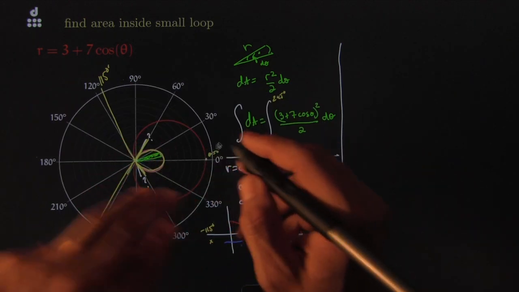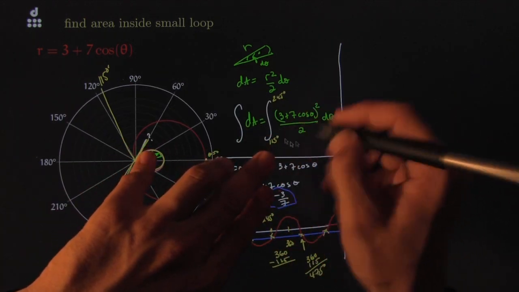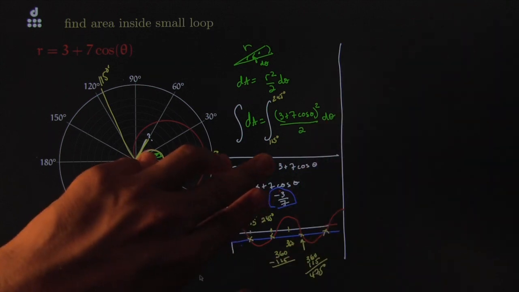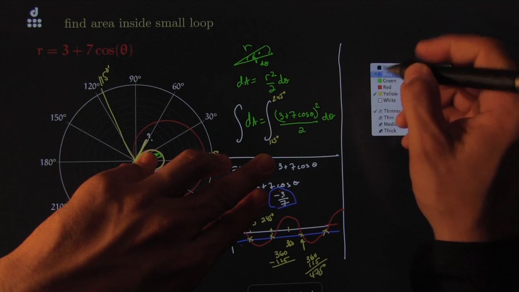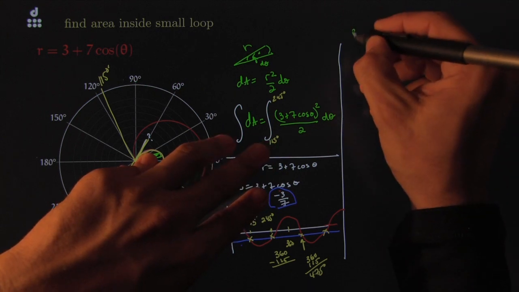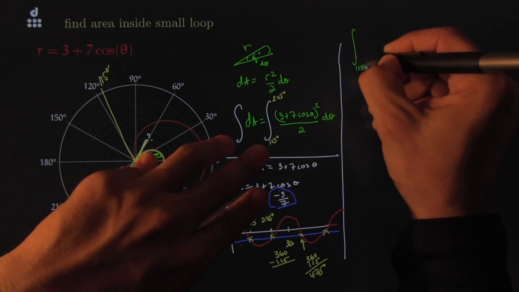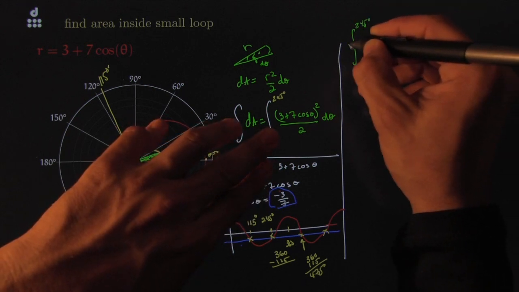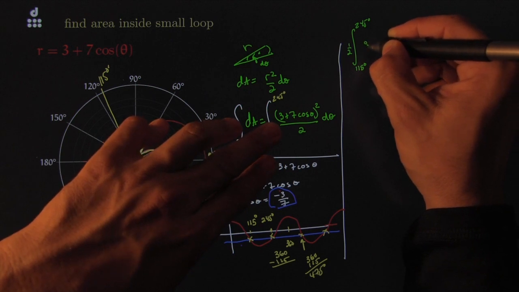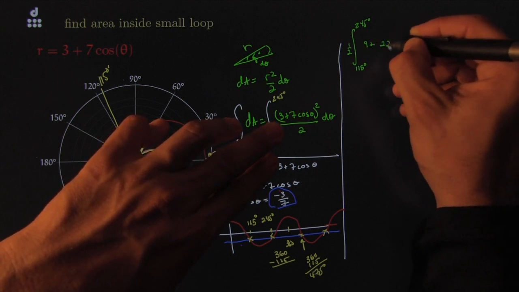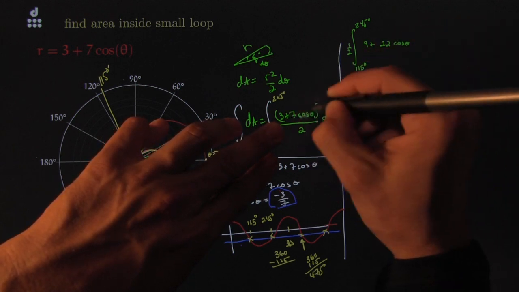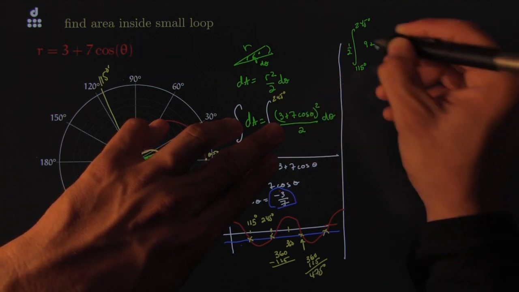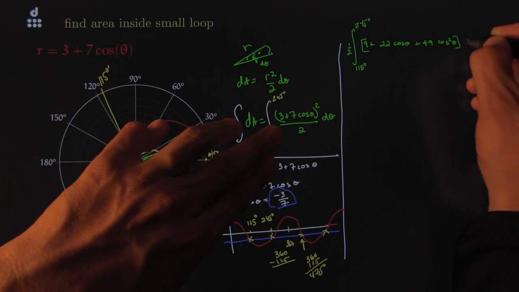Alright, so here we go. So now we've got to calculate this integral, and we'll carry on the calculation over here, and we shall do it in green. So this will be the integral from 115 degrees to 245 degrees. And we're doing, I could pull out that 1/2. This becomes 9 plus 22 cosine theta, I'm foiling this stuff, plus 49 times cosine squared theta. All that times d theta.